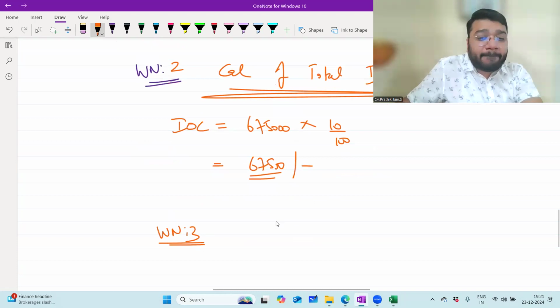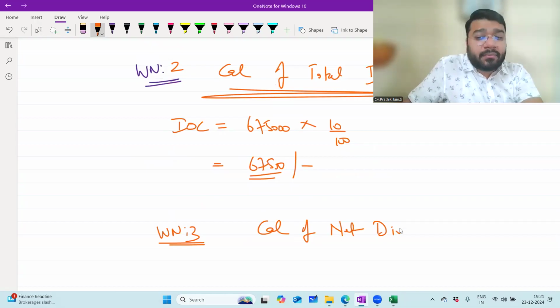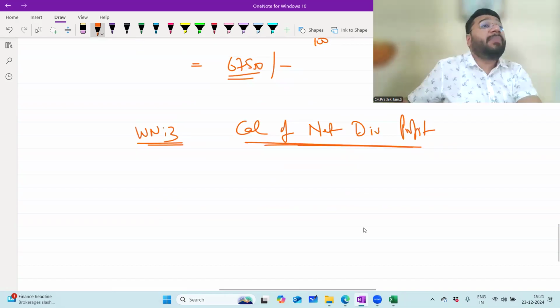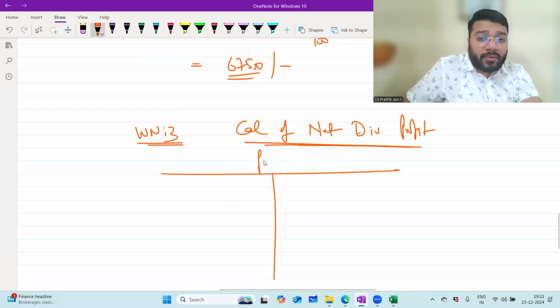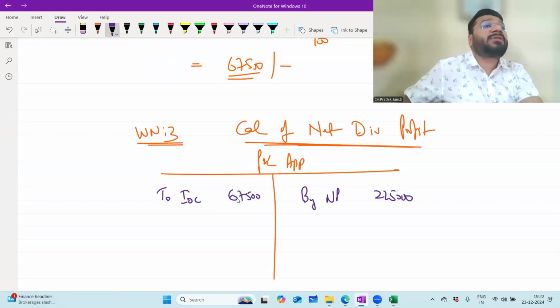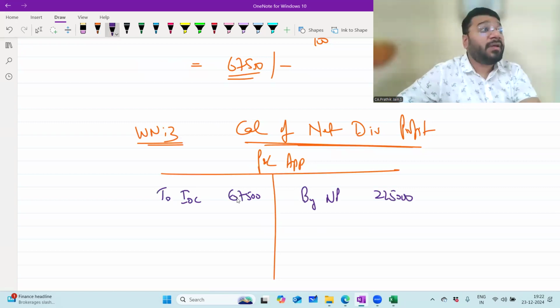Now working note 3, calculation of net divisible profit. So please open the P&L appropriation account. What is the net profit? 2,25,000. To IOC, what is my total IOC? 67,500. I don't have the individual IOC, but I have the total IOC, and that total is good enough for me to calculate my net divisible profit.